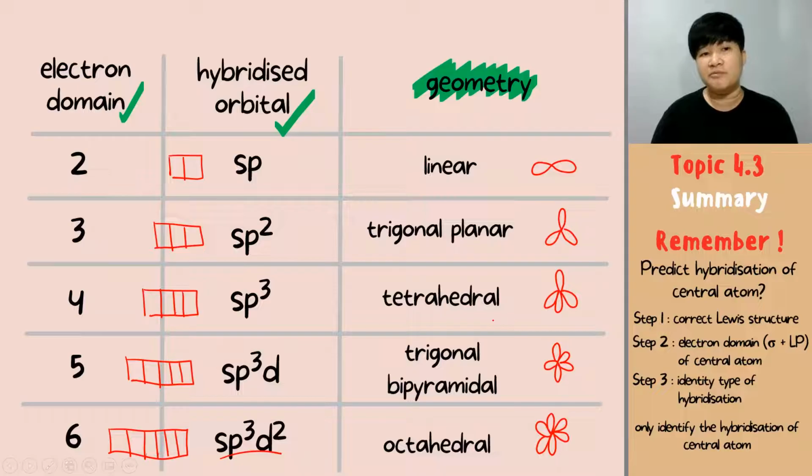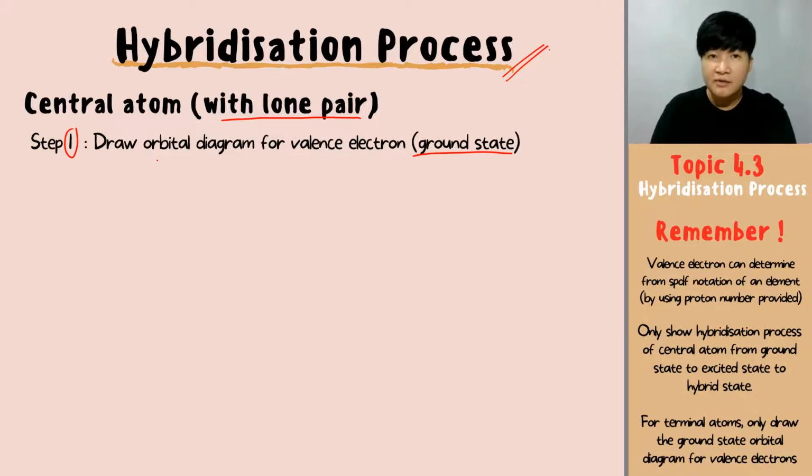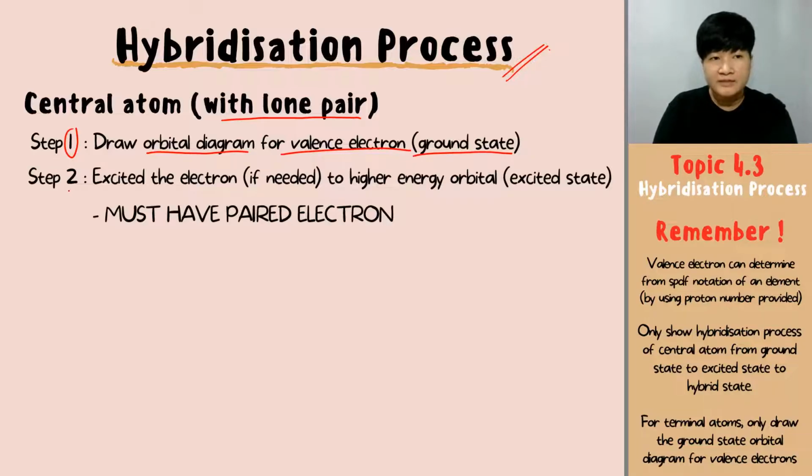We have been through all the hybridization process and also the orbital overlapping. So right now we are going through everything again for compounds that have a central atom with a lone pair. Let's look at the hybridization process when you have the central atom with a lone pair. Let's look at step 1. Step 1 remains the same. We are still going to draw the orbital diagram for the valence electrons of the central atom. Step 2 looks different.